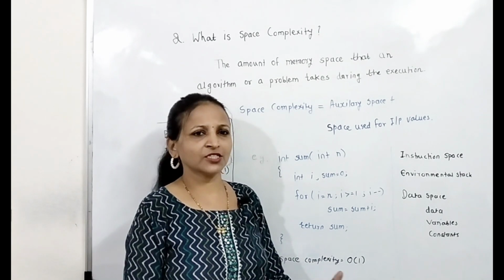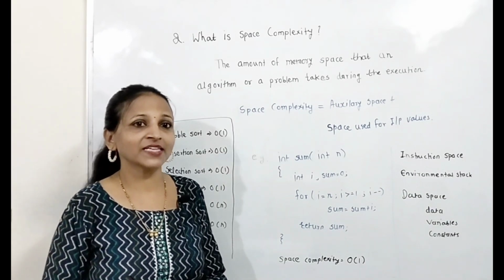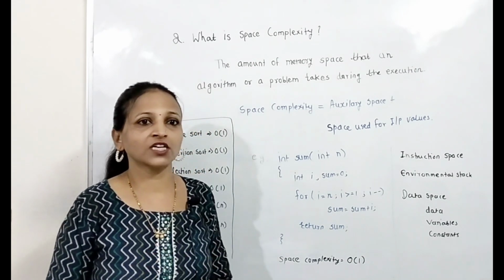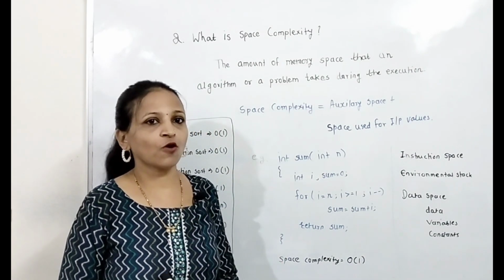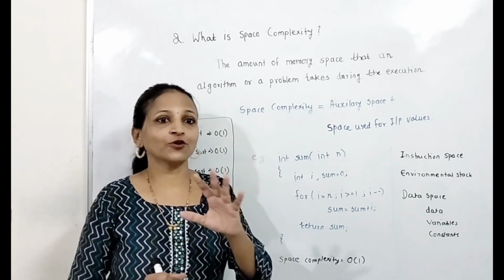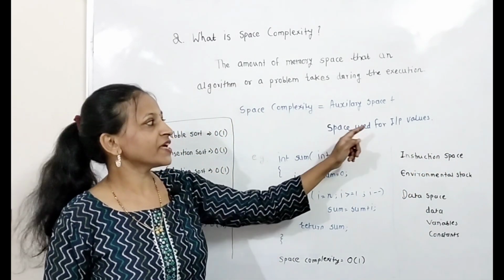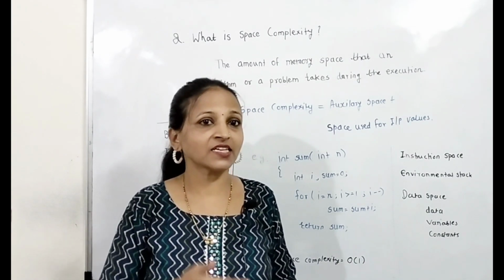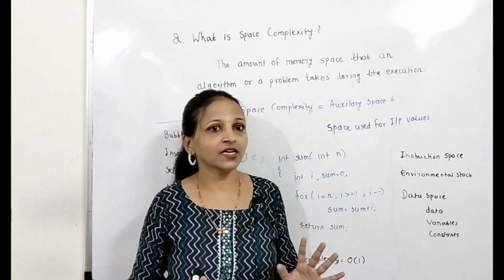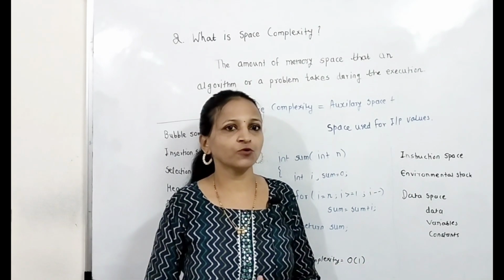The next one is data space. You have to declare some variables in your algorithm, in your program, and those variables take some space. Then constants and other data may also be there. That whole space you have to consider while calculating space complexity. Whatever variables you have declared, you have to calculate the space requirement as per data type. And one more point is the space used for input values. You have to accept input from the user in your program, and that space also you have to consider, according to the input value, whether it is changing or not. Everything you have to consider.